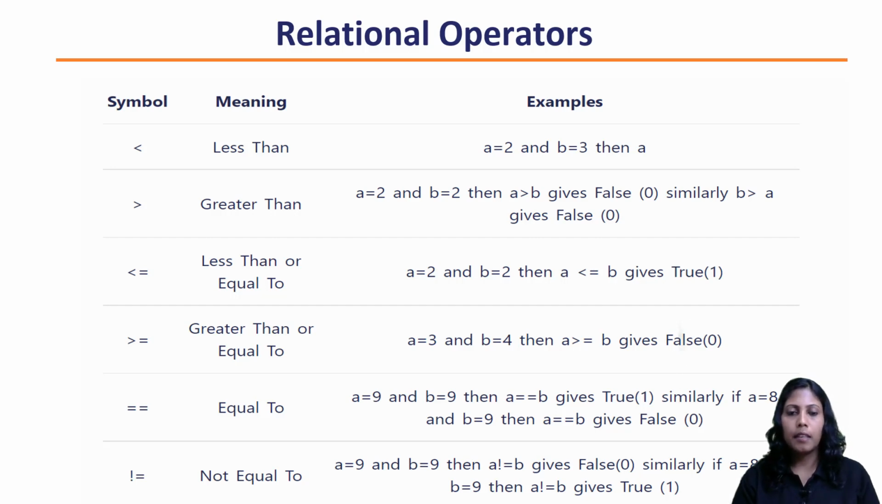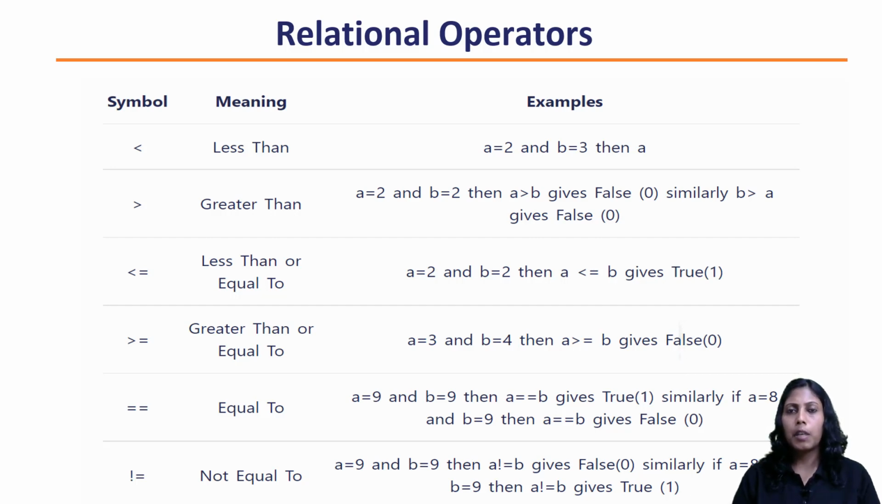Less than, greater than, less than or equal to, greater than or equal to, and so on. Maybe have a look at the last two operators: double equals, and not equal to. These will be frequently used in embedded C programming. What do you mean by double equal to? What's the difference between single equals and double equals? Anybody can guess it? I think all are aware of it.